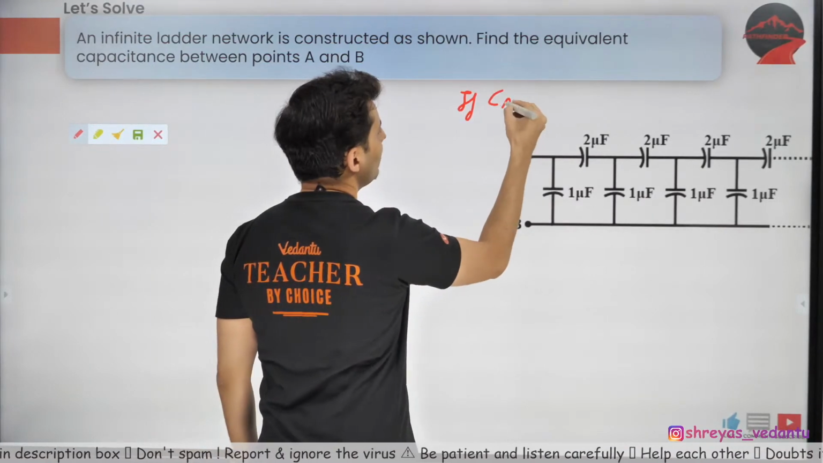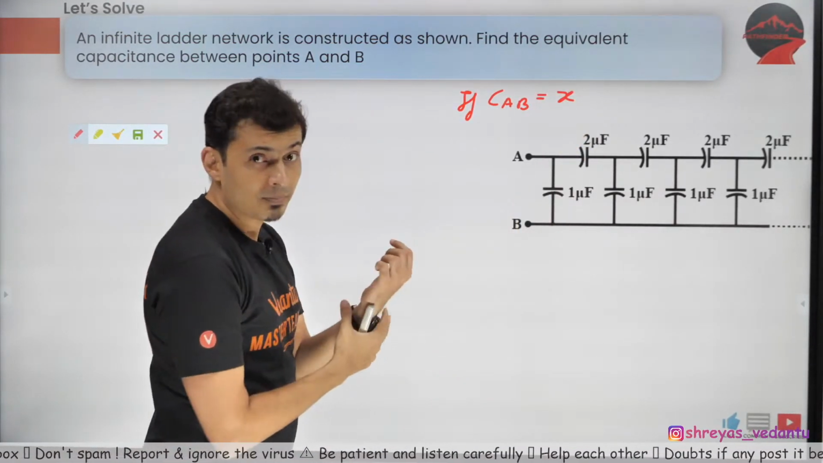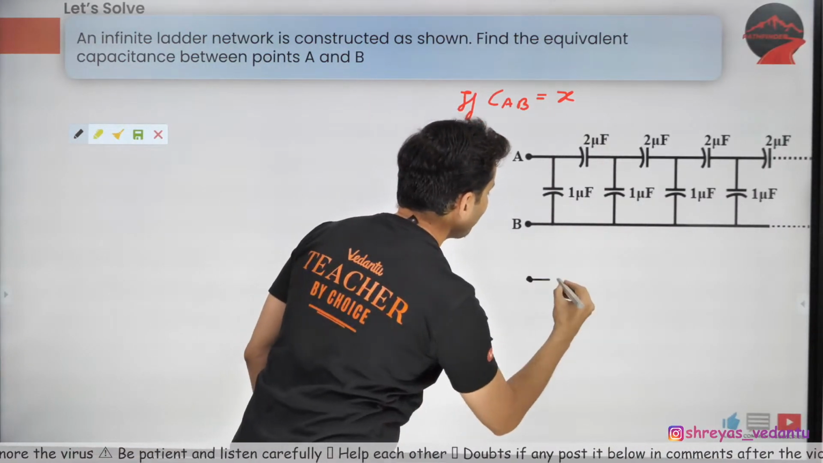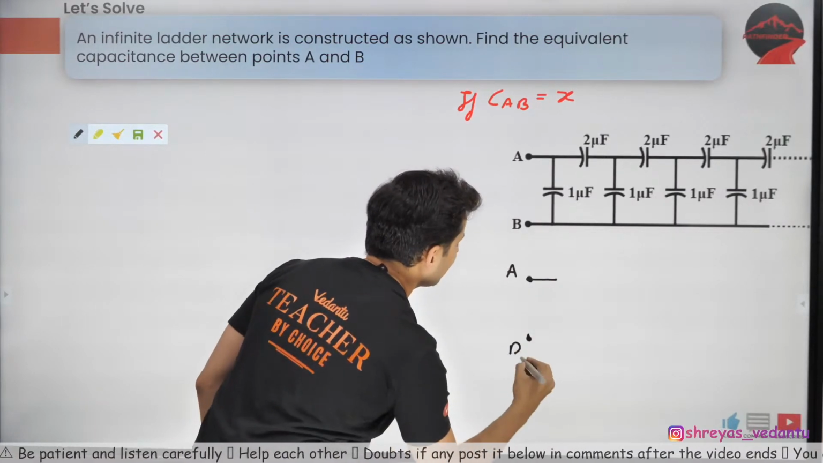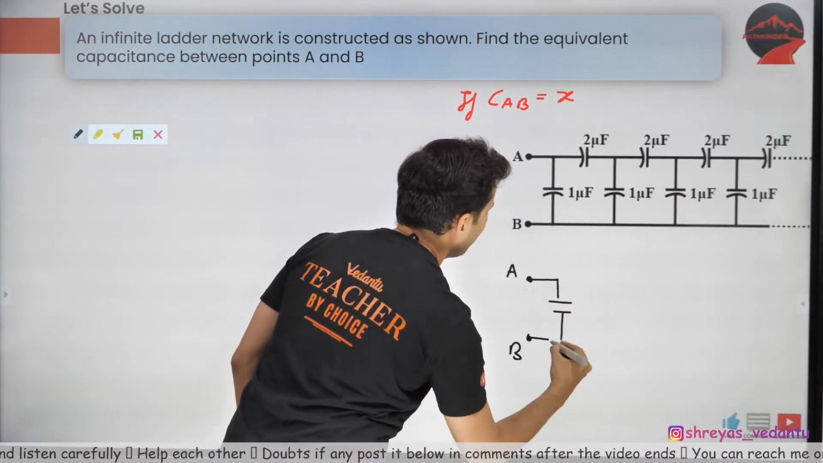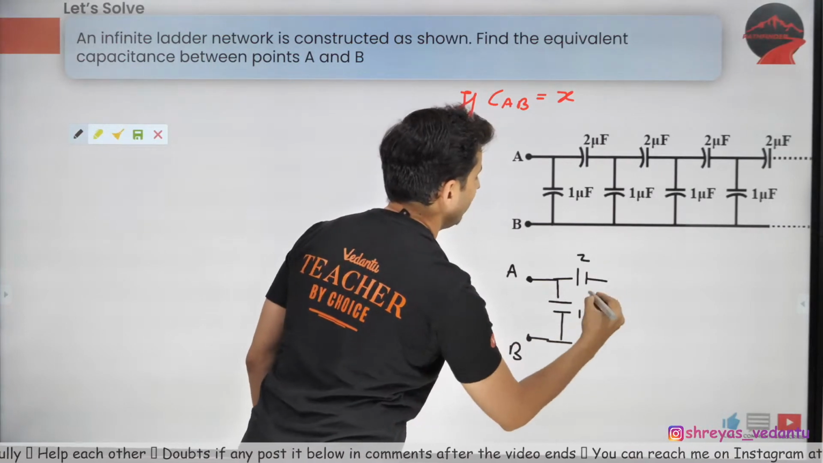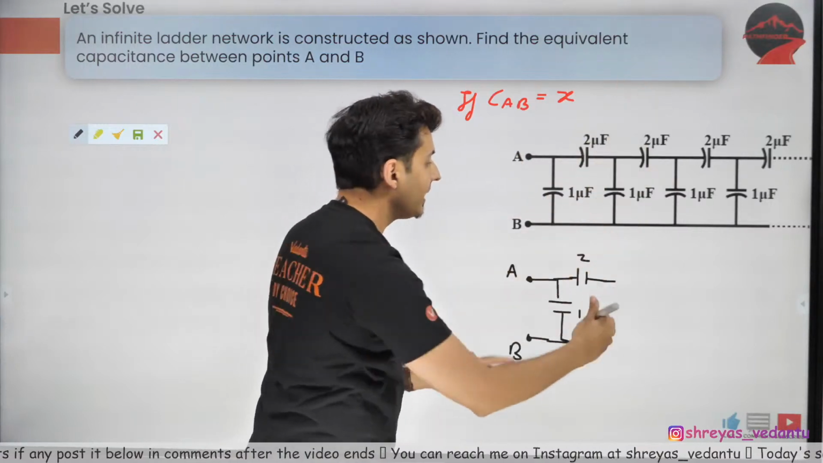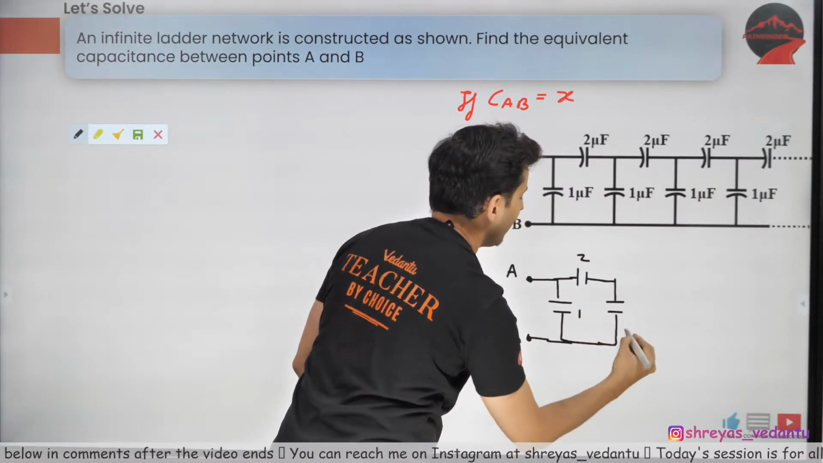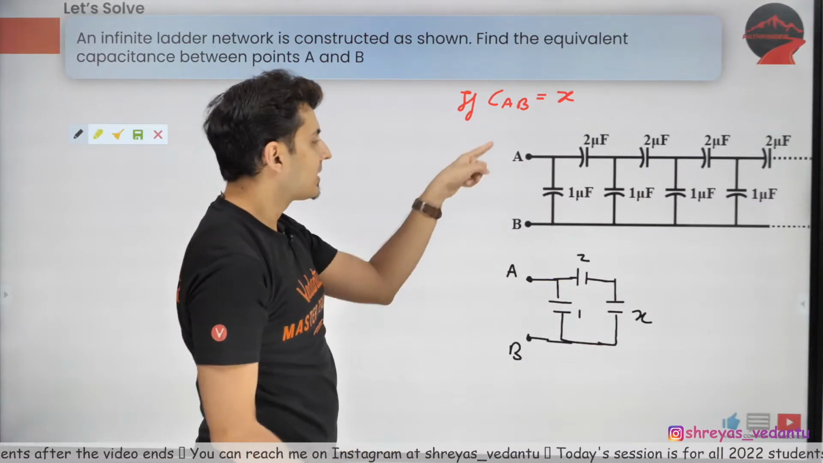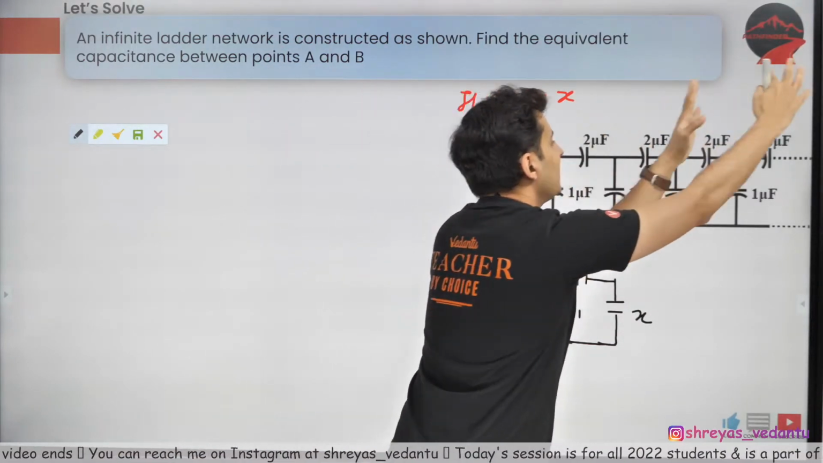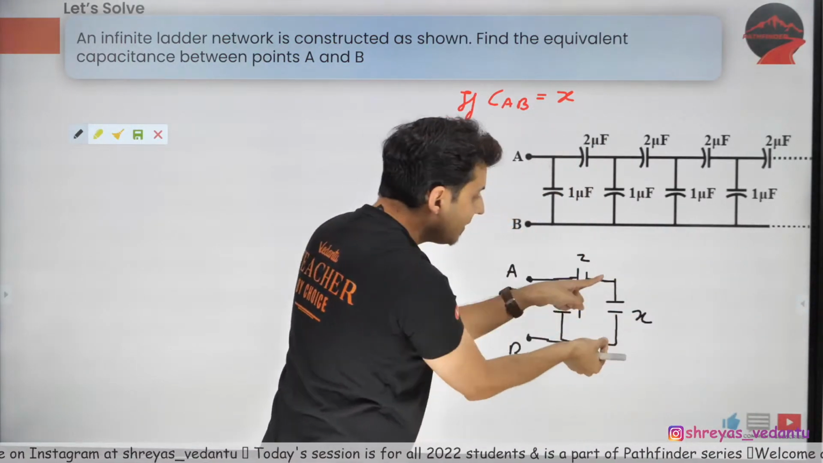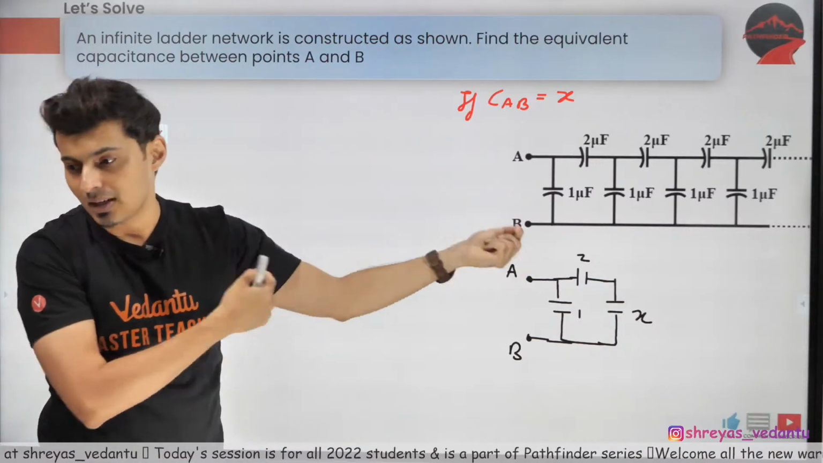If the capacitance between A and B is assumed to be X, then can I say this problem is very much similar to this problem, where this is A, this is B? I have this 1 microfarad, I have this 2 microfarad, and after this, it's exactly the same chain till infinity. So I should get the effective capacitance as X only, because whatever is the capacitance of this entire thing is exactly the capacitance of this entire thing over here, which I have assumed to be X. See if you guys got it.